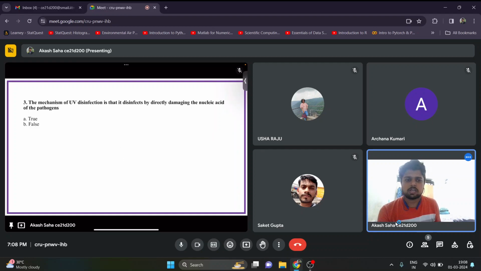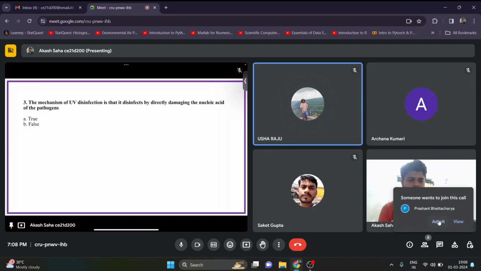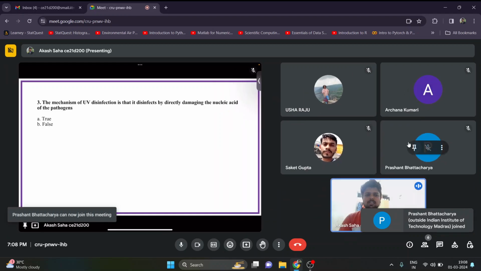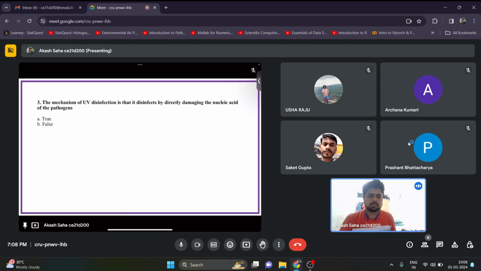Okay. Now the next question, it's a true false direct question. The mechanism of UV disinfection is that it disinfects by directly damaging the nucleic acid of the pathogens. You have to say whether it's true or false. True. It's a very direct answer. So we can say that UV disinfection works by directly damaging the nucleic acid of the pathogens. So this statement is true. Very direct and simple question.